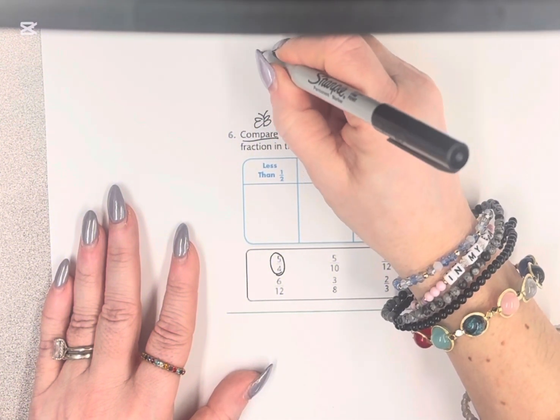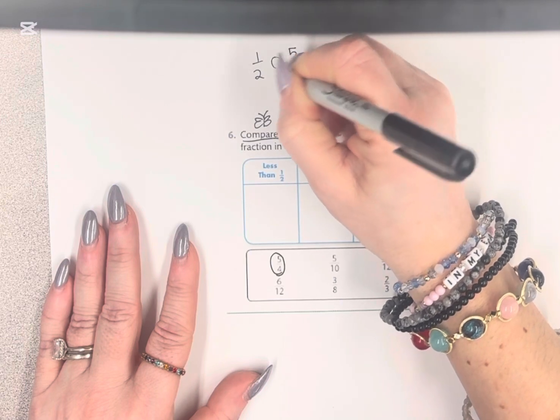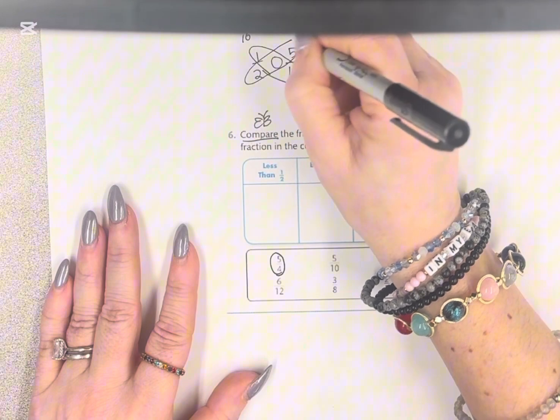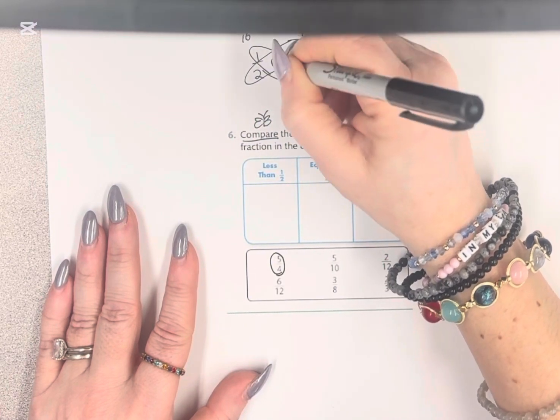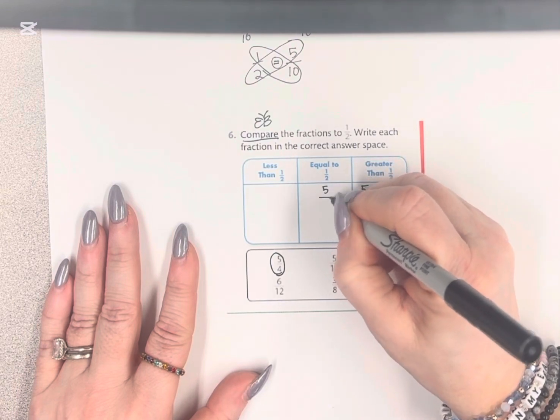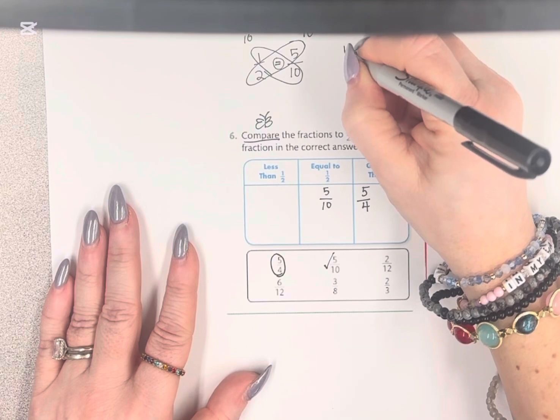Let's compare 1/2 to 5/10. Circle 10. 2 times 5 is 10. So these are equivalent. So 5/10 would go in this column. And check it off. Let's get to 2/12.